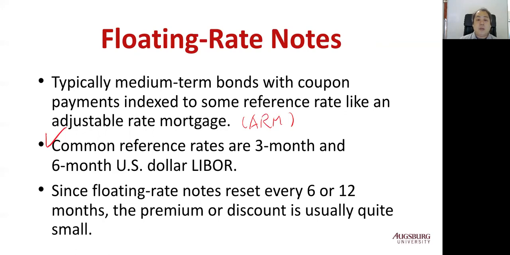Since the floating rate note resets every 6 or 12 months, the premium or discount, so the price difference, is quite small. It's very close to the face value because the coupon rate keeps changing based on the level of market interest rates. The first floating rate notes were introduced in 1970.